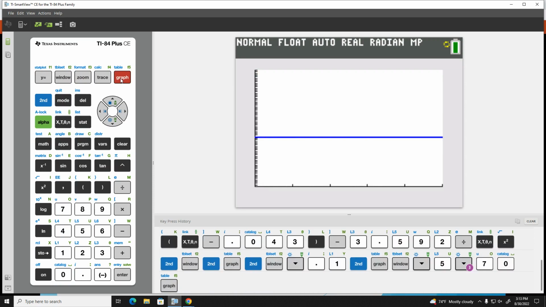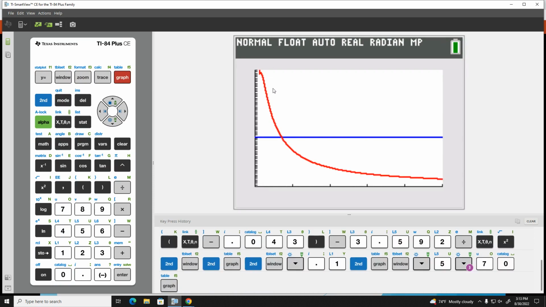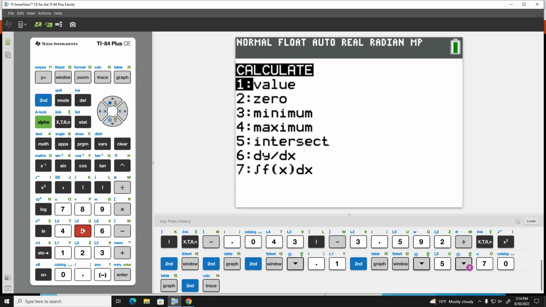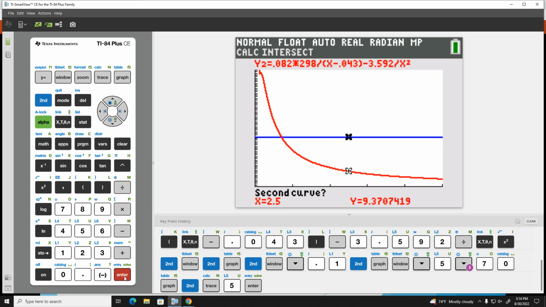And we'll hit graph. So what we see is the graph starts here, doesn't quite hit the axis, starts here in the red, comes crashing down, and then levels off. And we see this blue line at 30 go across. And so I'm going to figure out where they intersect because that would tell me where they're both 30. So second, trace, option 5 for intersect, enter for first curve, enter for second curve, enter for guess. So at 0.696, it is equal to 30.